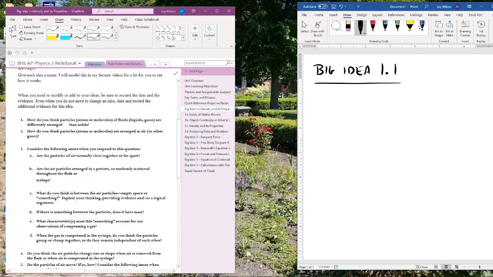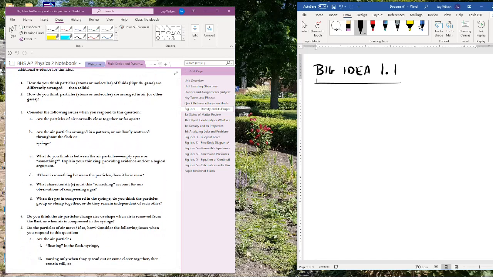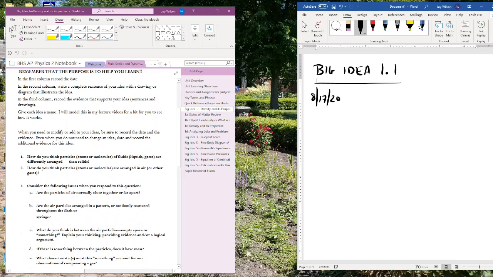And I'll go down here to this first question. And so my date is 8/17/20. And I want to write a complete sentence of the idea with a drawing or a diagram. Third column is evidence, and give each idea a name. And so we're going to model that right now. So the first thing we're going to look at, and this is sort of an intro video, I'll be teaching this in class tomorrow, but this will also be the video for that.